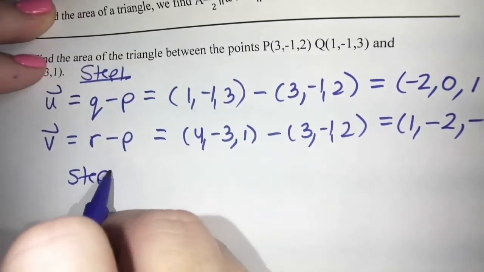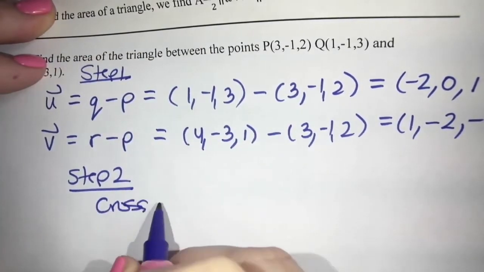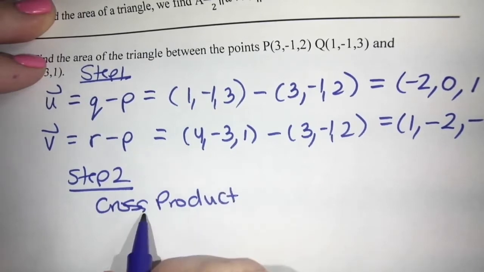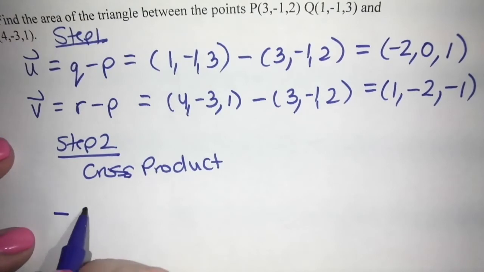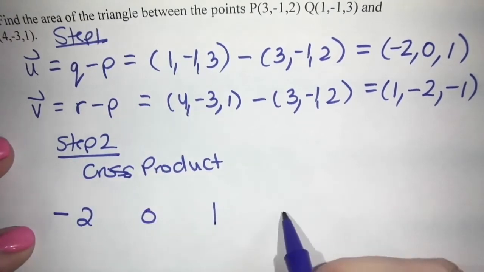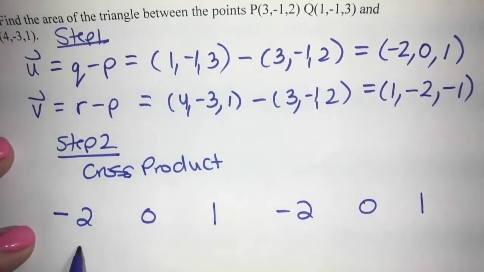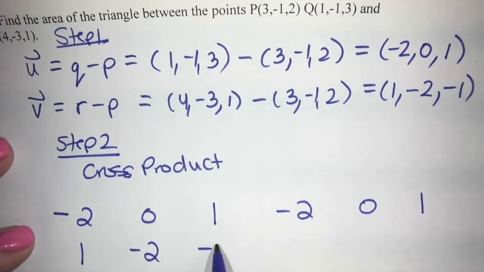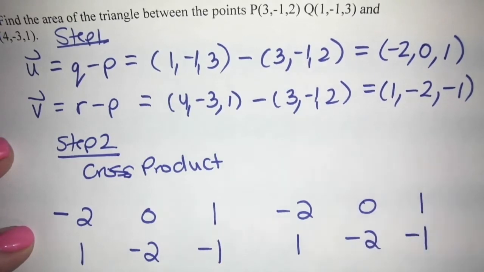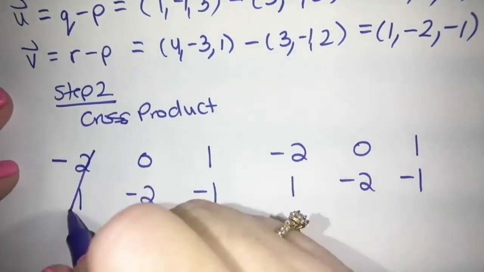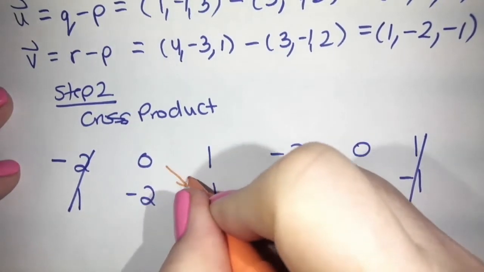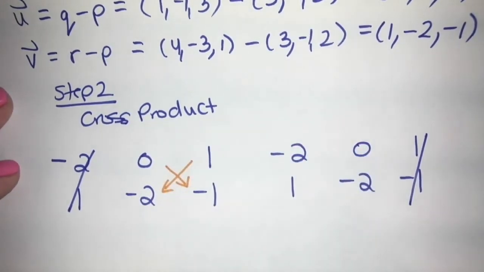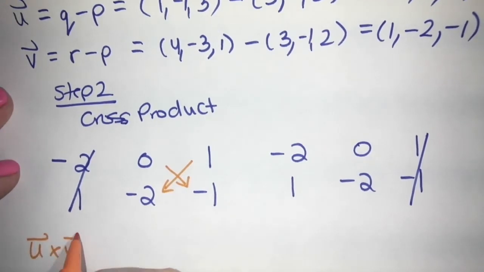So step 2 is going to be to do the cross product of the vectors. So we covered cross product previously. We write out vector U, (-2, 0, 1), repeated, and we write out the other vector below it, (1, -2, -1), repeated. And remember, for cross product, we're going to cross out each end, and then we're going to multiply down and right minus multiply down and left. So U cross V here.